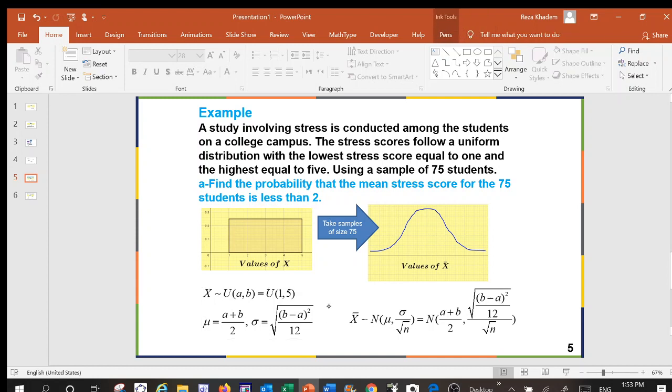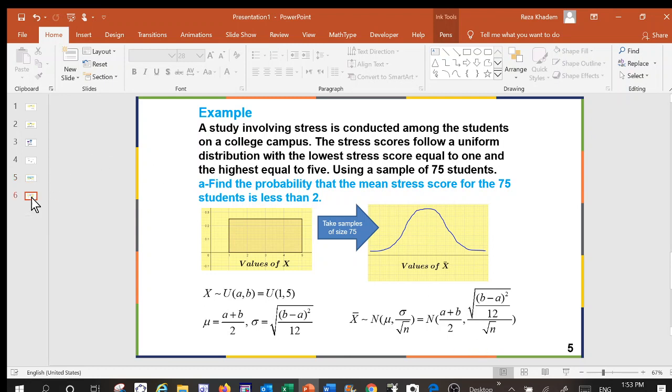Now, to find the standard deviation of the x bars, all we have to do is take the standard deviation of the x and divide it by square root of n. So standard deviation of the x's divided by square root of n. And then the mean of the x bars is the same as the mean of the original population. So in cases where the original population is uniform, we can do our calculations based on these two formulas.